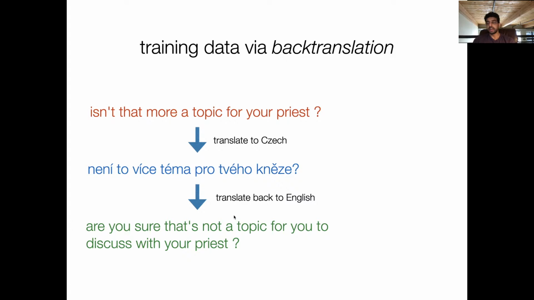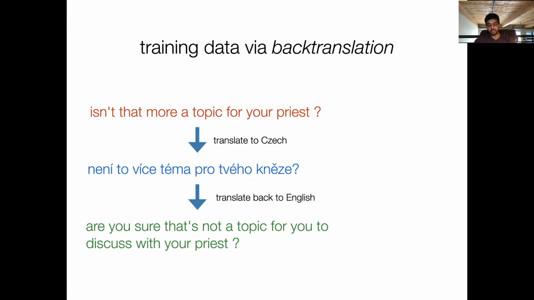So when I do this, I may not get the exact sentence that I passed in as input back, right? There might have been some words dropped in this Czech translation, or maybe I didn't get a perfect translation. Maybe the syntax of these languages is very different, so it's not natural to translate to English in this way. And so in this example, I get something like, are you sure that's not a topic for you to discuss with your priest, right? Which looks very different than the input sentence. So I now have both lexical and syntactic variation from this process of back translation.